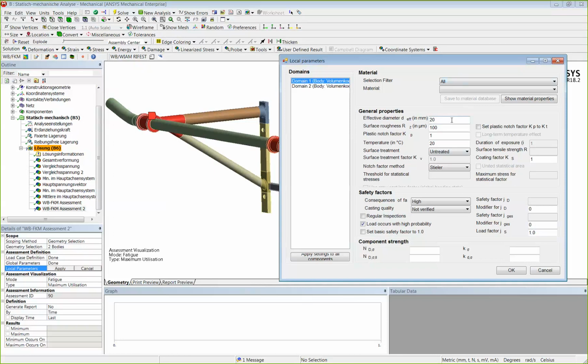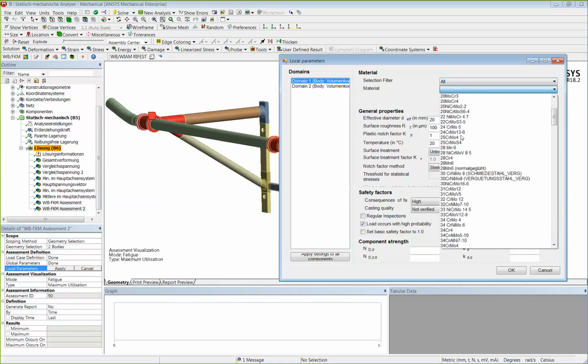And after that, I can still decide I want this steel, or I want another steel. So I can also check if I build it with this material, will it be okay, and if I build it with that material, will it also be okay? So I can make some variants very, very fast.